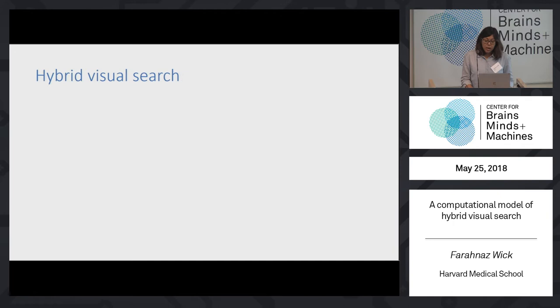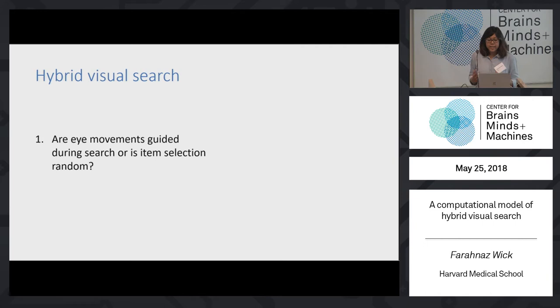So we were interested in two questions. When you're looking at these kinds of search displays and you have multiple items in your mind, are your eye movements guided by the target features, or are you making random eye movements? And what is your brain doing with the features of these multiple targets? How is the top-down signal computed?